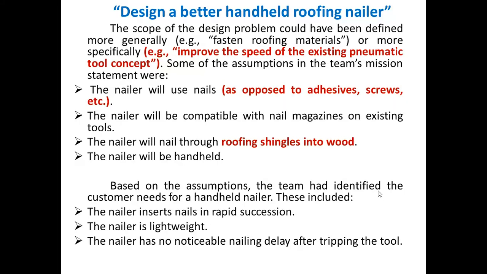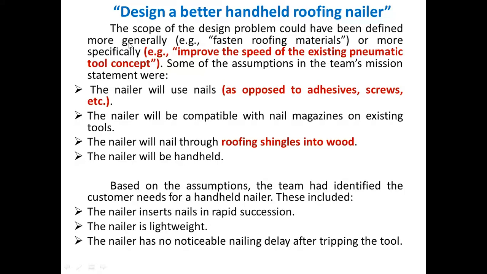See this: design a better handheld roofing nailer. So we are creating a handheld roofing nailer. The scope of the design problem could have been defined more generally, for example, fasten roofing materials, or more specifically, for example, improve the speed of the existing pneumatic tool concept. So we are eliminating the pneumatic tool concept as well as the hammering on the nails, and we are creating a new concept for nailing.